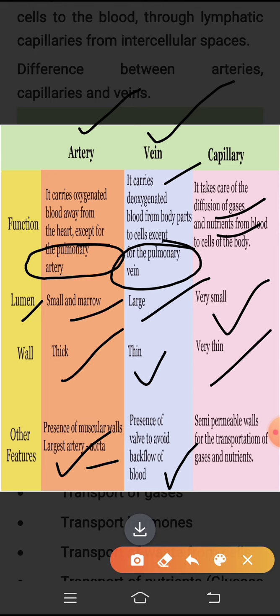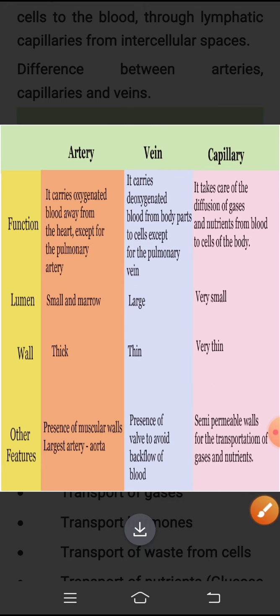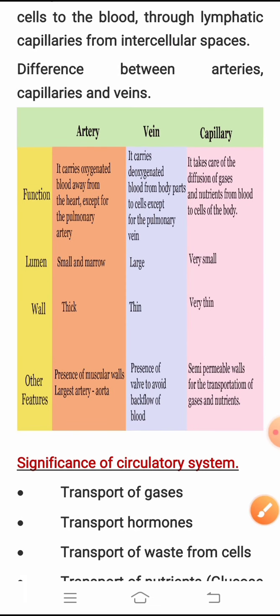Presence of valves to avoid the backflow of blood. I mean, the veins contain the valves. Why is there a presence of valves in the veins? Because the blood should not flow backwards, because it is coming from down to the heart. If you think it is coming from down, what happens? It should not go back. So to avoid that, there is presence of valves. So it prevents the backflow of blood. And these capillaries, they have semi-permeable walls, right? They help in the transportation of gases and nutrients. So hope you understood the difference between arteries, veins and capillaries.